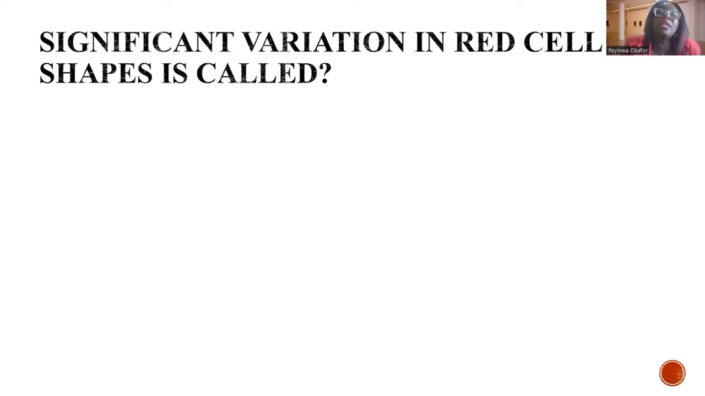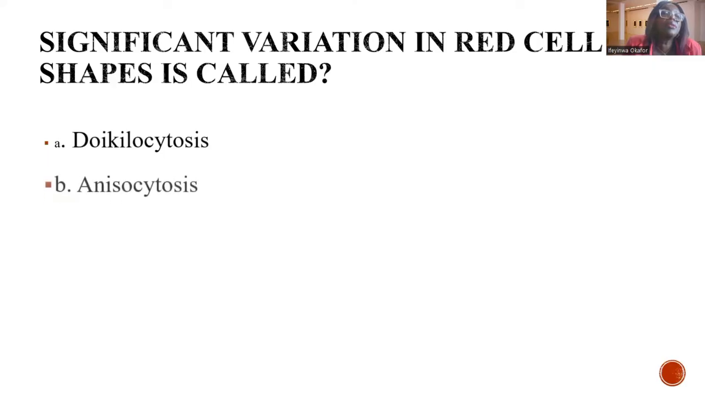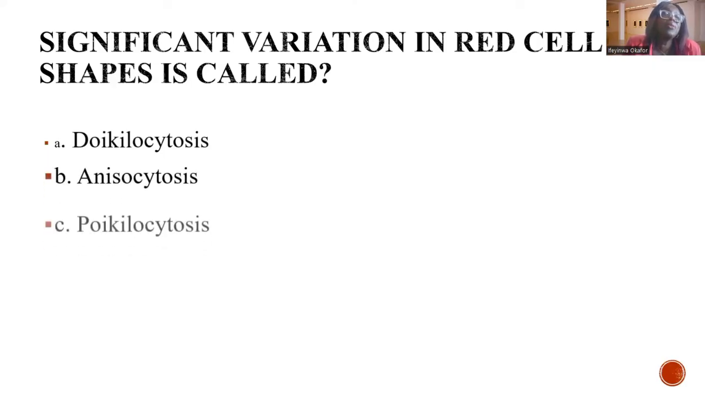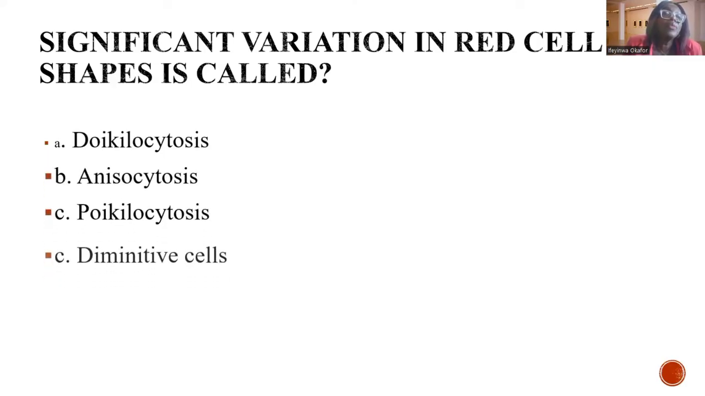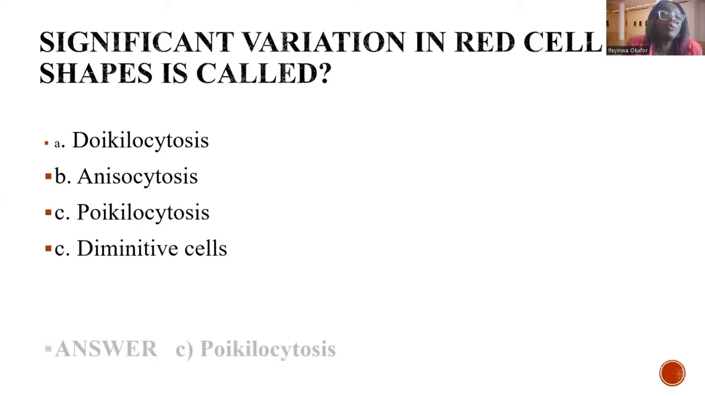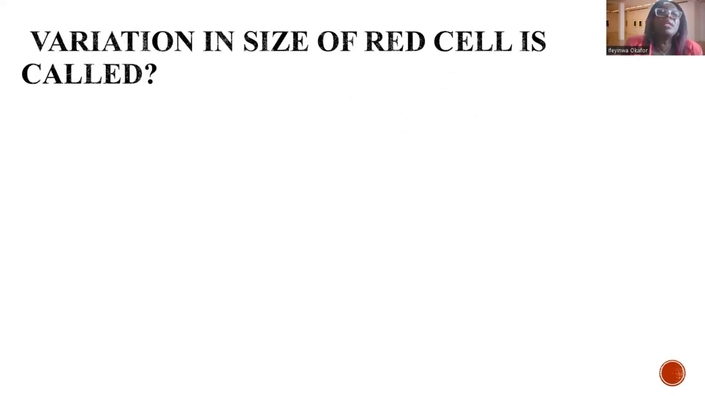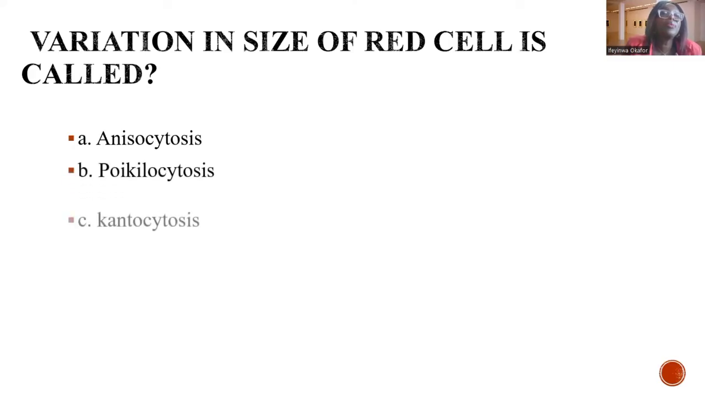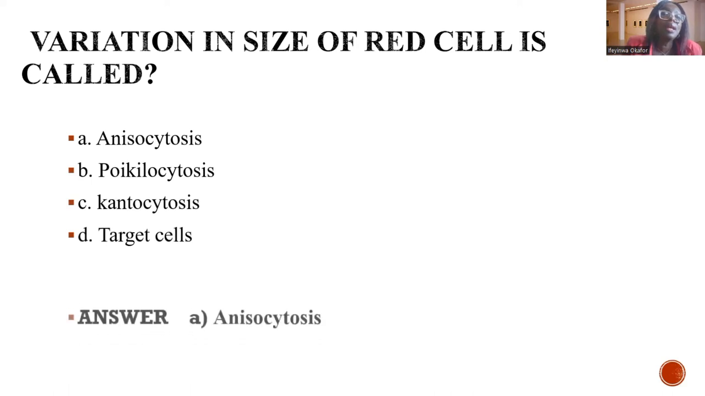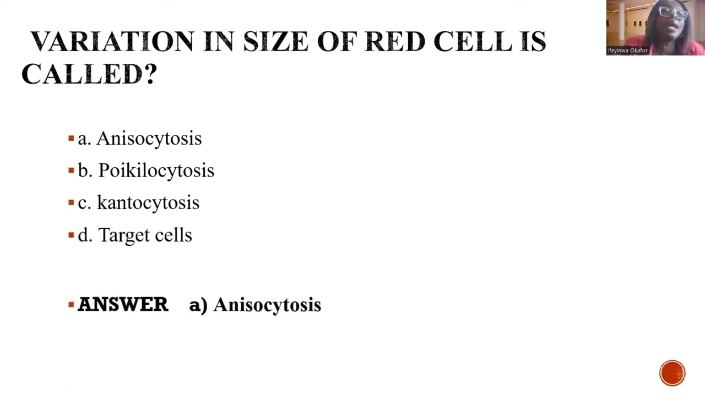Significant variation in red cell shape is called poikilocytosis, anisocytosis, and so on. The answer is poikilocytosis. Variation in size of red blood cell is called anisocytosis, poikilocytosis, keratocytosis, and target cells. The answer is anisocytosis.